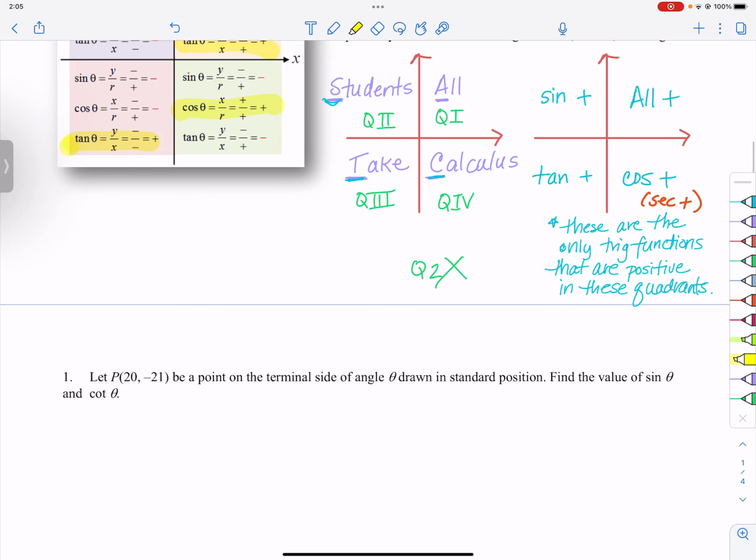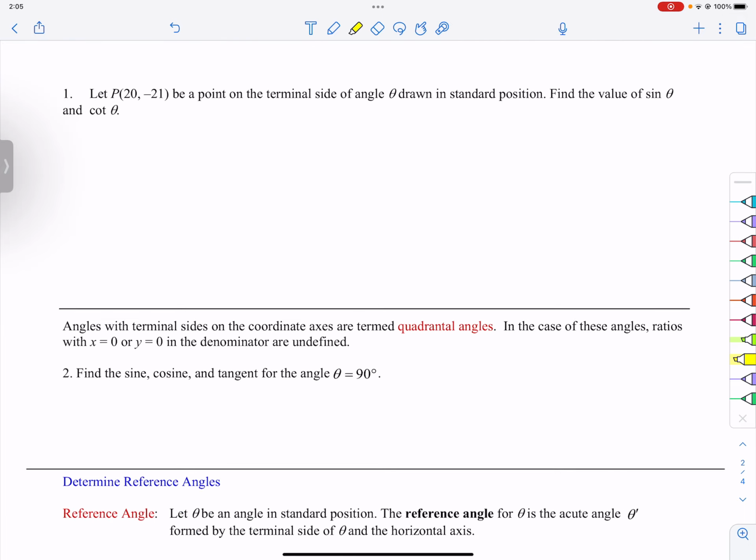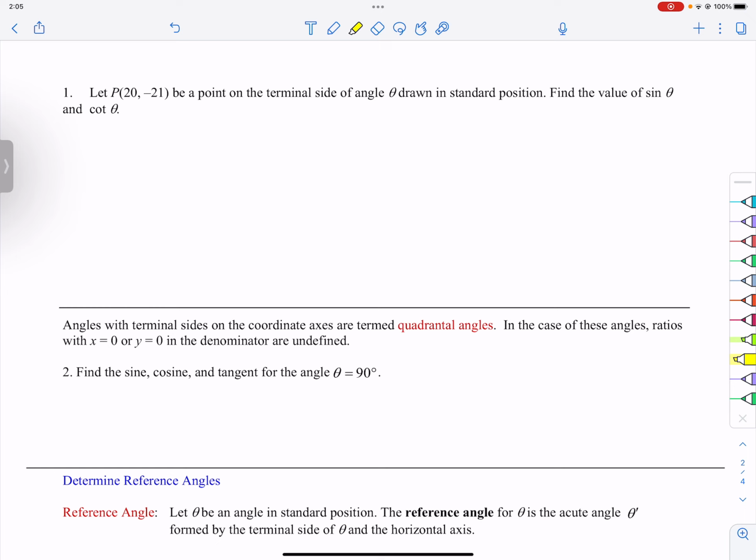Let's start with our very first example in this section. And they asked us to let a point P at (20, -21) be on the terminal side of angle theta drawn in standard position. And they want us to find the sine and the cotangent of theta. Okay, so let's just go ahead and get our sketch drawn.